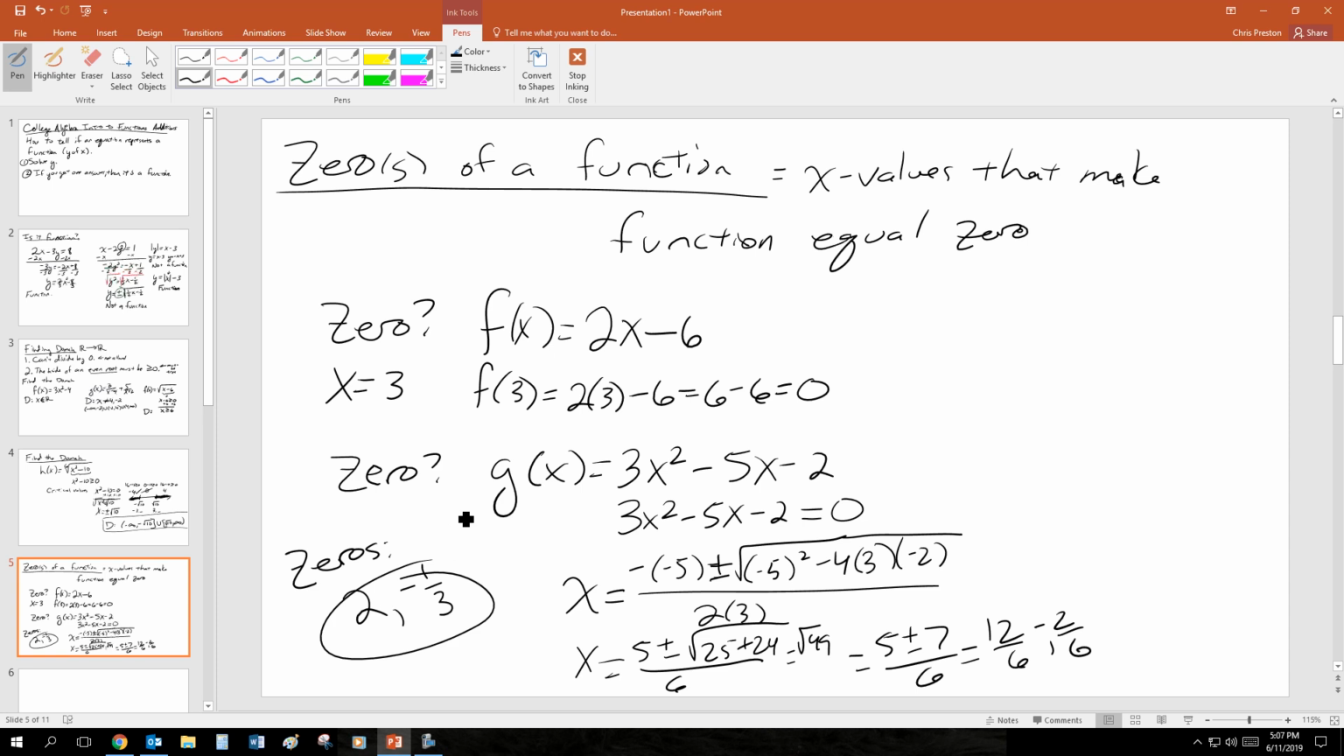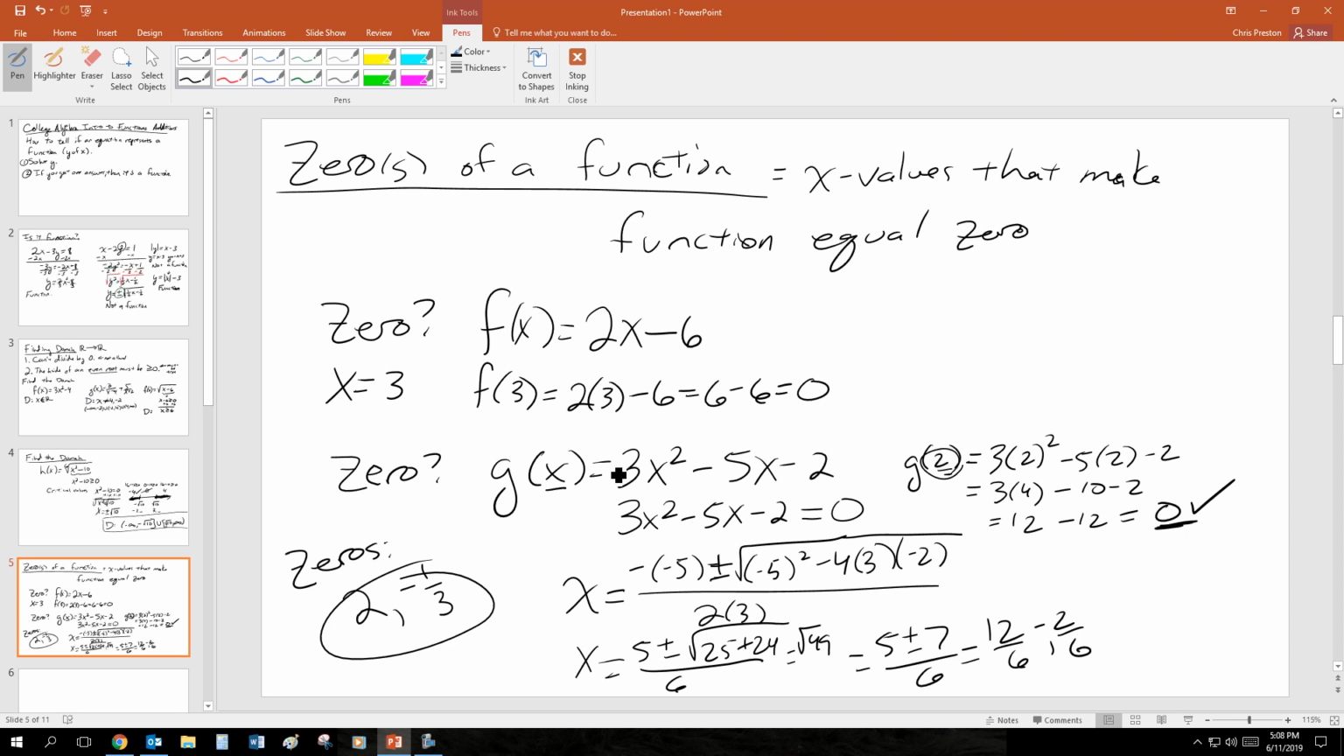Now, what did I just find? I found numbers that if I were to plug them in here, I said, what's g of 2? I'll do 2. You can trust me on the negative 1/3. And I plug this into my problem. So 3 times 4 minus 10 minus 2, so 12 minus 12, 0. So that's what we're looking for. It's what number or numbers can be plugged in for x, and the result is 0.